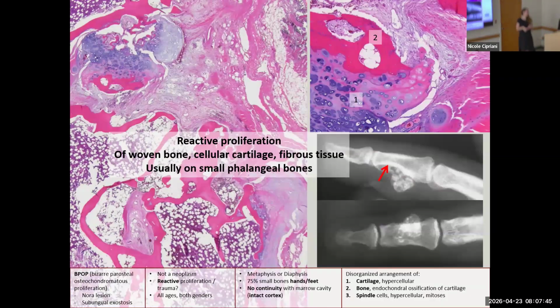All right, BPOP, or Nora's lesion, bizarre parosteal osteochondromatous proliferation, is similar in as much as it has some lobules of immature cartilage. It has islands of immature woven bone. It has islands of fibrous tissue, but in an irregular arrangement, not nice and layered like the osteochondroma. It's usually on small bones, and it's often, as the name suggests, in the region of the finger bed, subungual. So possibly not even neoplastic, possibly just reactive. It does not have marrow continuity below it. It just sits on the surface of the bone and is this irregular haphazard proliferation.